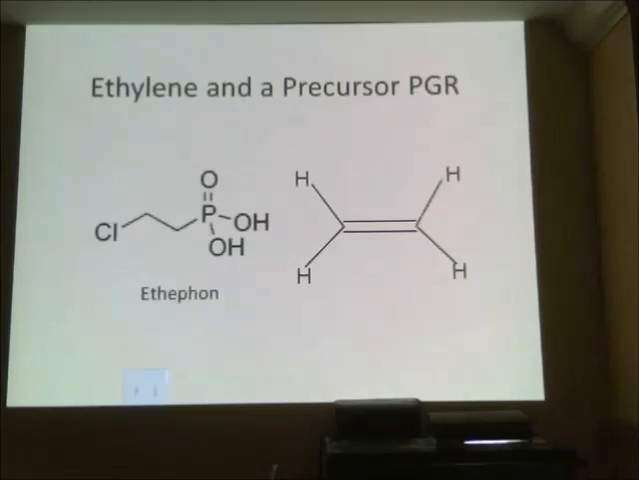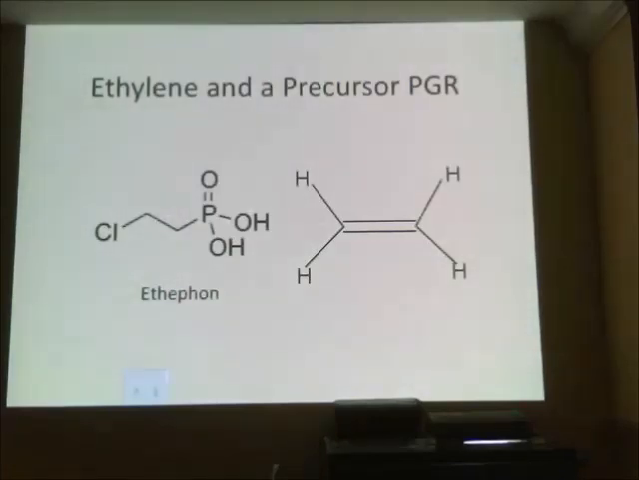It's released as a gas, and there's a compound here called ethephon, which is a synthetic compound, and they call it a precursor plant growth regulator. It has plant growth regulator activity as well, but it's metabolized in such a way that it loses this chlorine and this phosphonic acid group here, and that leaves you with the double-bonded situation that you have over here. So ethephon is metabolized to give ethylene.